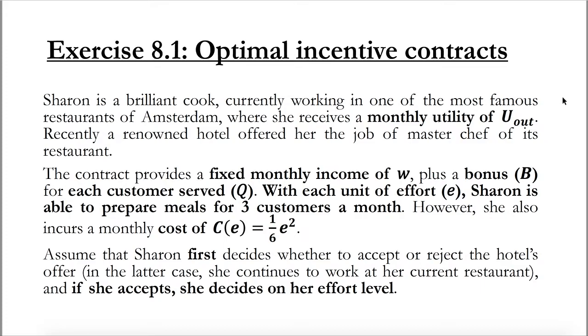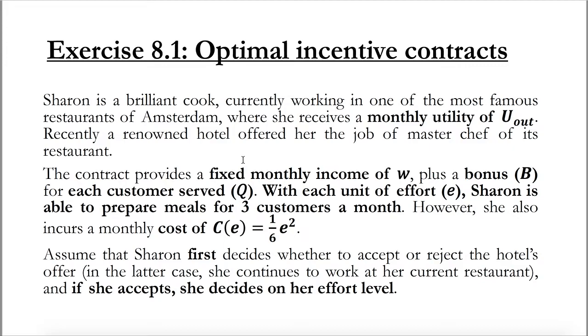with a contract giving her a utility U out. This is the monthly utility that Sharon has with the current contract. Then a renowned hotel offers Sharon a new job, a new contract. And the contract provides a fixed monthly income of W plus some bonus. And these bonuses are based on each customer served. So they depend on the quantity of customers that Sharon is going to serve.